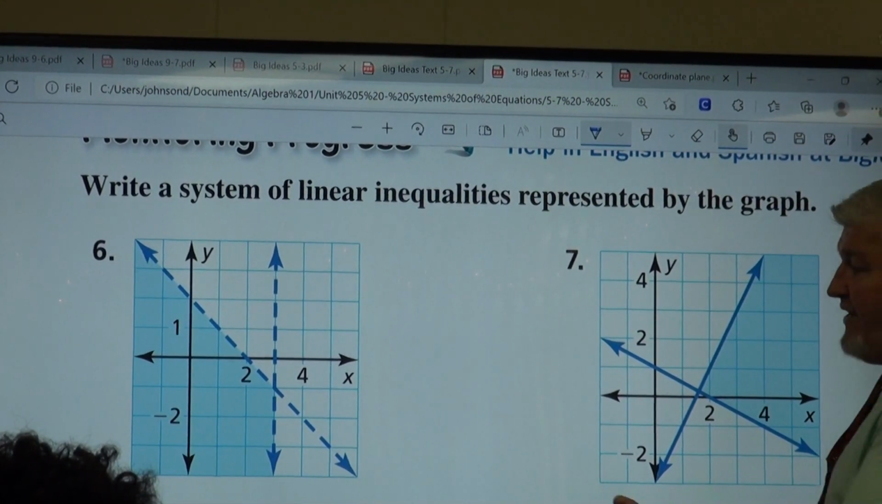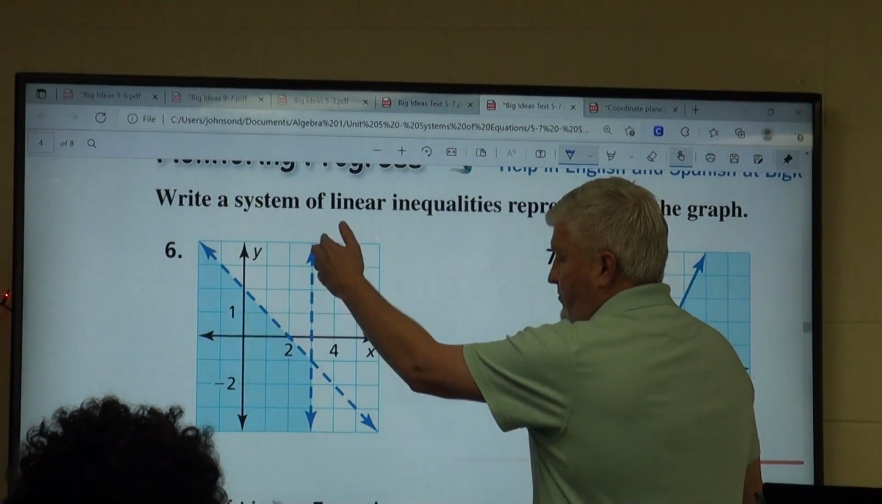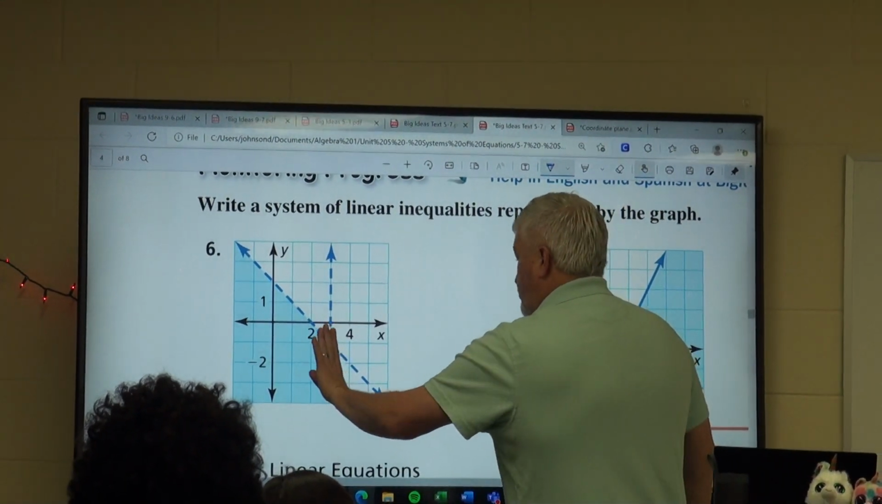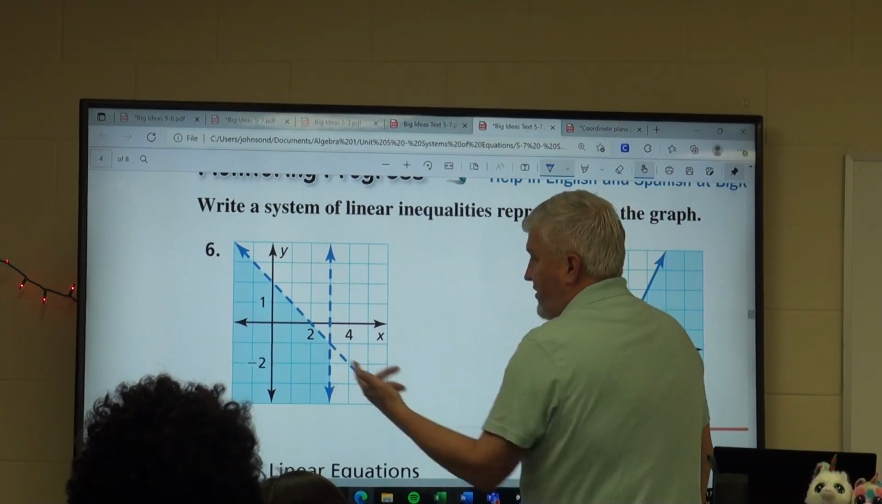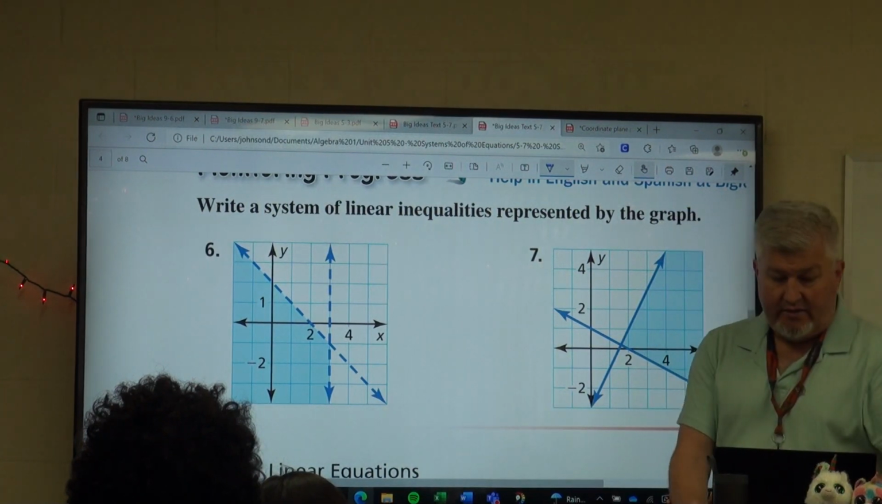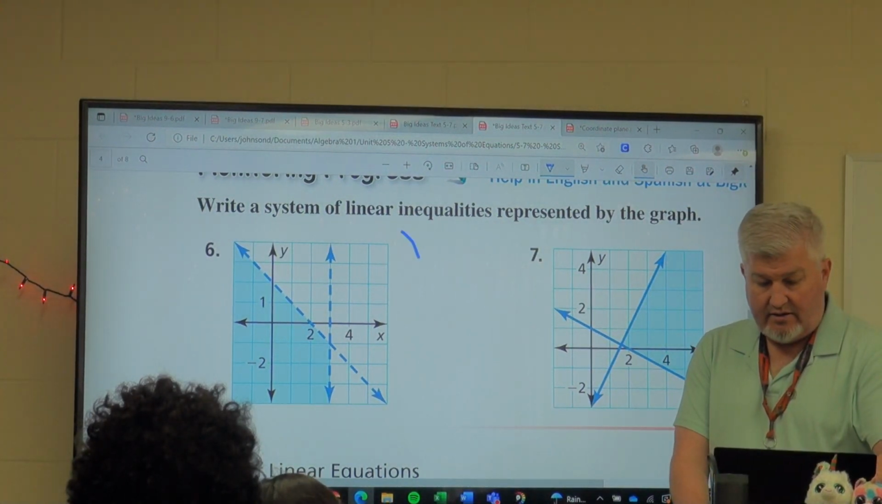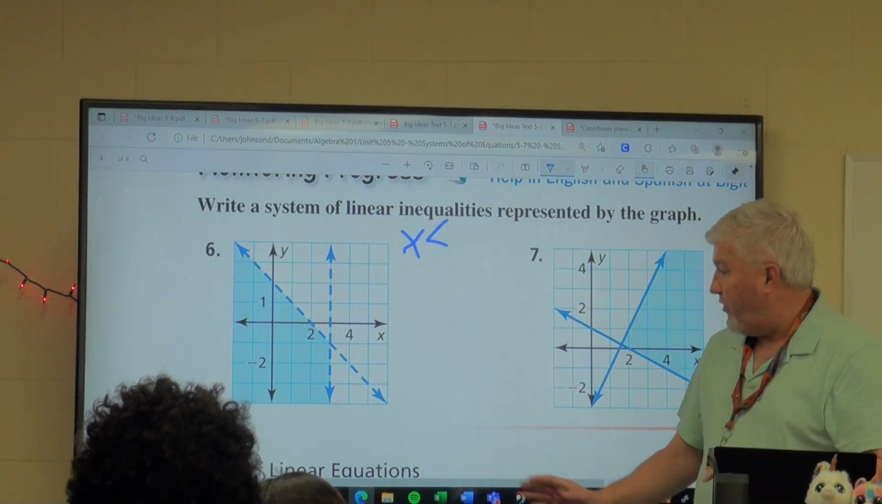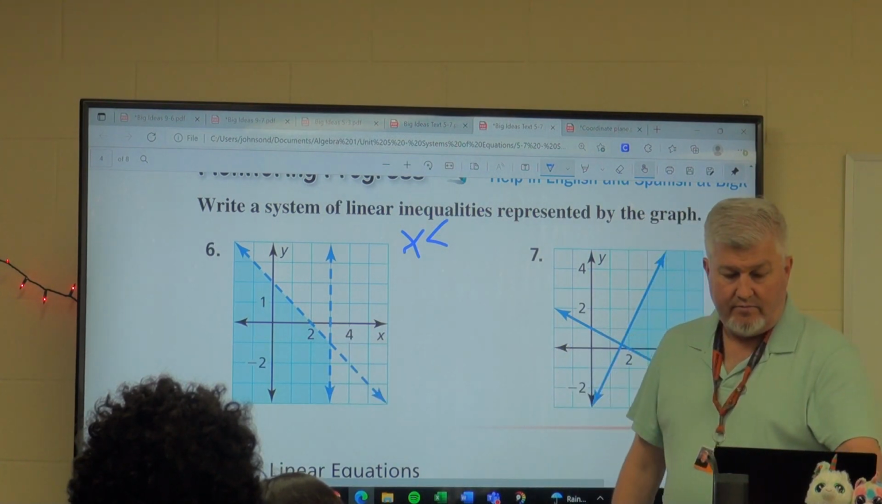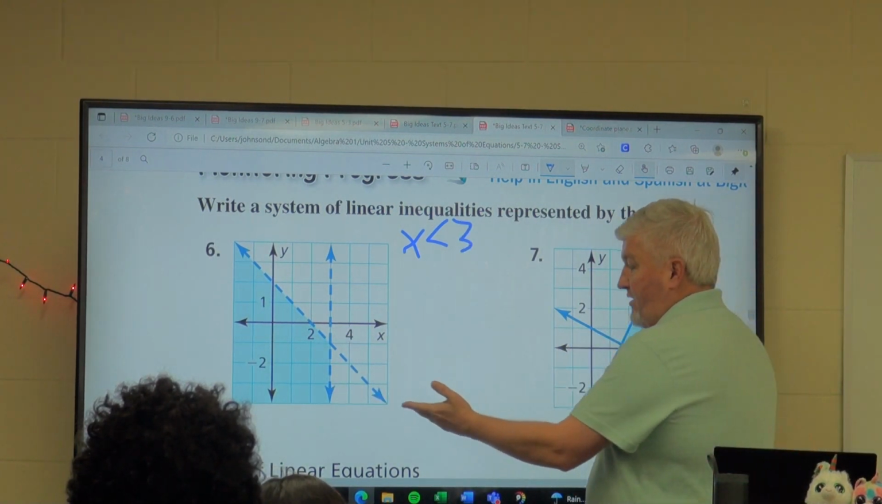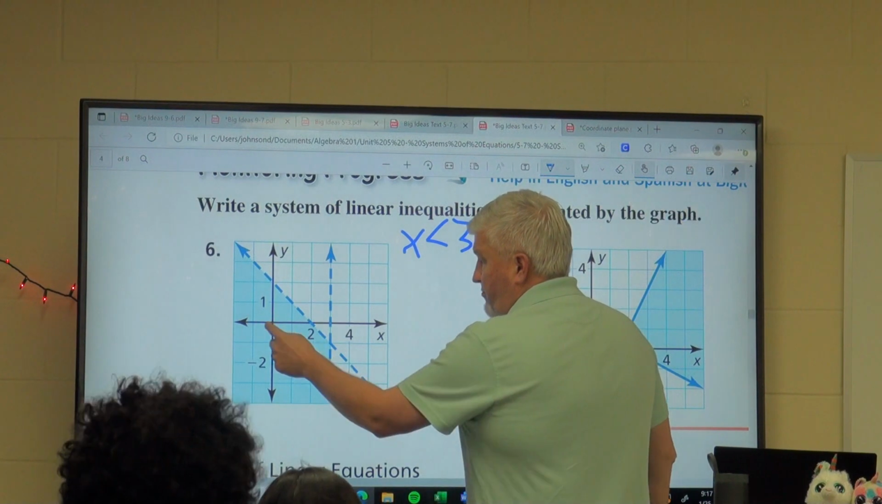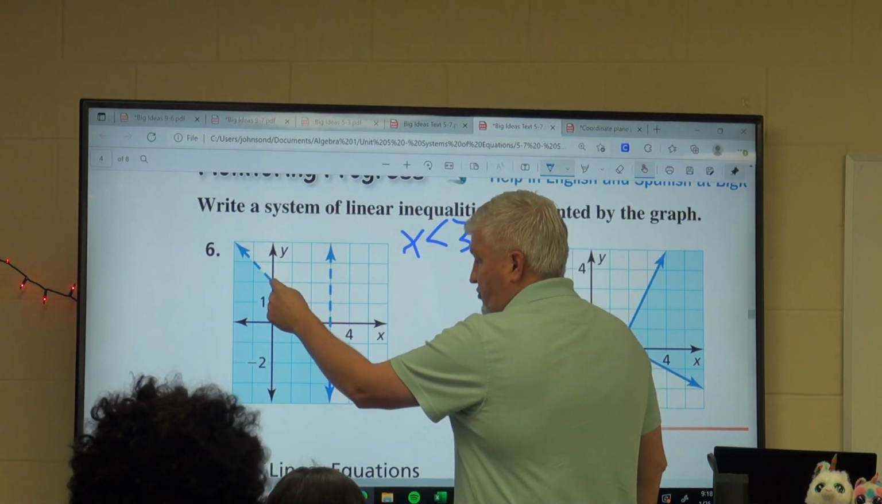For number 6, again, I've got a vertical line. It's dashed. The solution side is everything over to the left. So that one is going to be x is less than where it crosses at 3. I look at the other line, it's angled. My y-intercept is at +2.